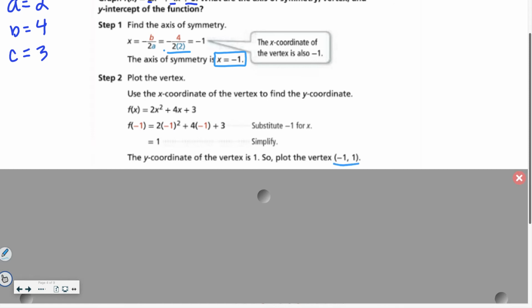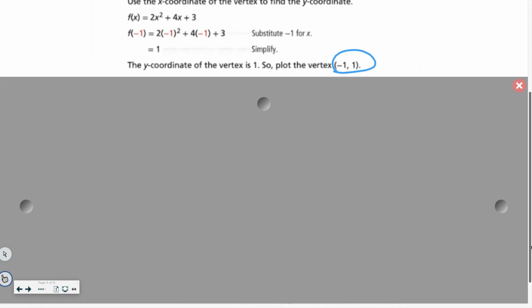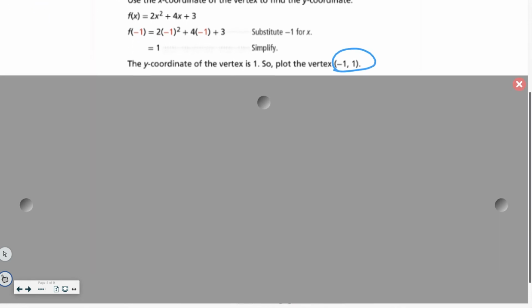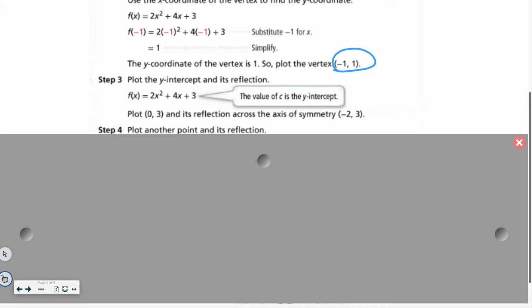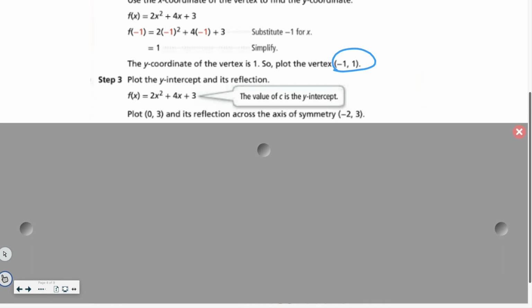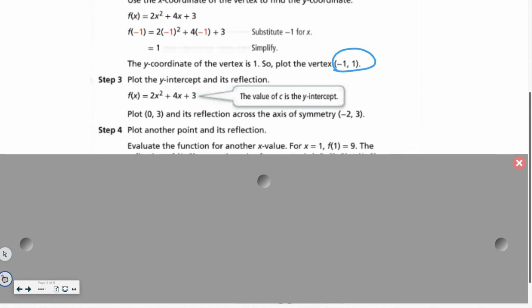Okay, so step 1, axis of symmetry. Step 2, plug your axis of symmetry value in to get your vertex. All right, so now I know my vertex, so I can plot my vertex. And then on a graph, once I've plotted that point, negative 1, 1, I can plot the y-intercept, our c value, right? So in this case, 3. That means it crosses the y-axis at 3. And then I can plot its reflection.